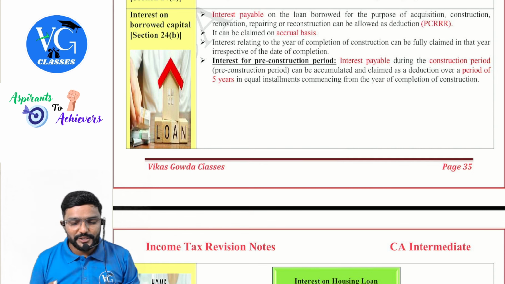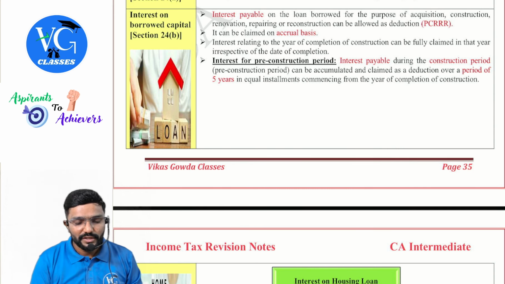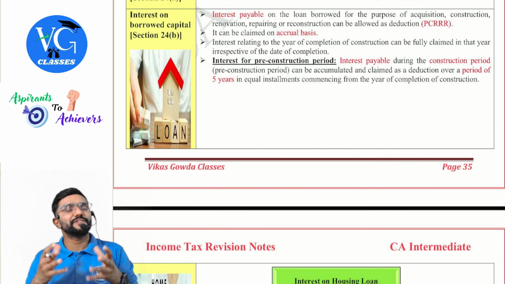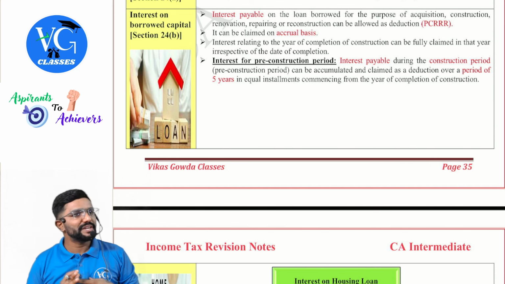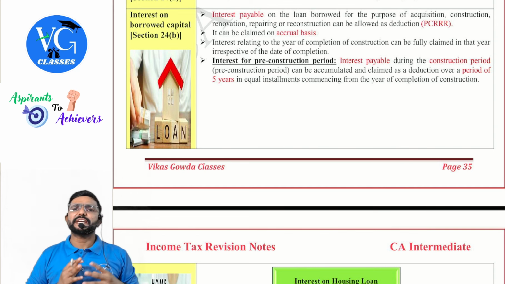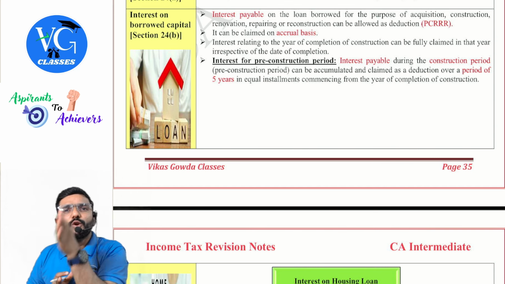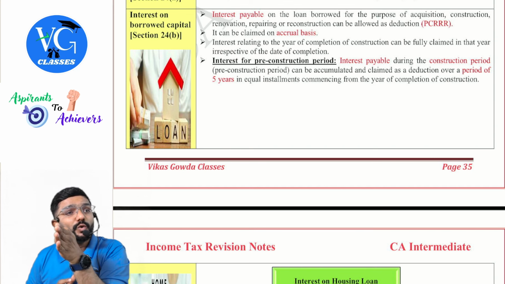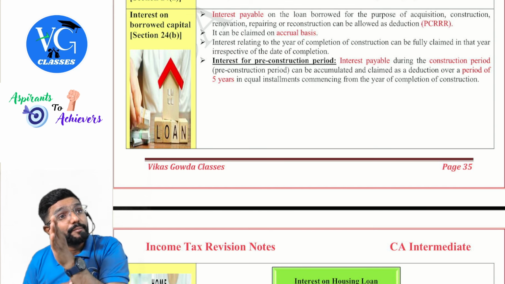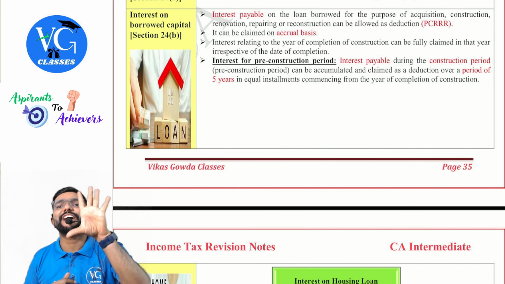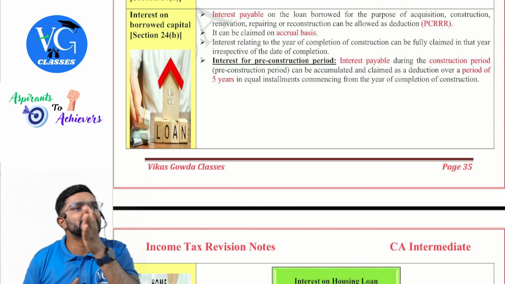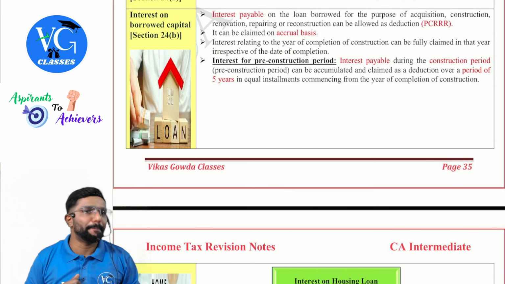in that year, irrespective of the date of completion. Now, if the loan is taken for the purpose of construction, the year in which construction is completed, irrespective of the date of completion, you will claim full interest in that year only. Sir, what about the interest on loan relating to the year prior to the completion of construction? It will be allowed in 5 equal installments from the year in which construction is completed.